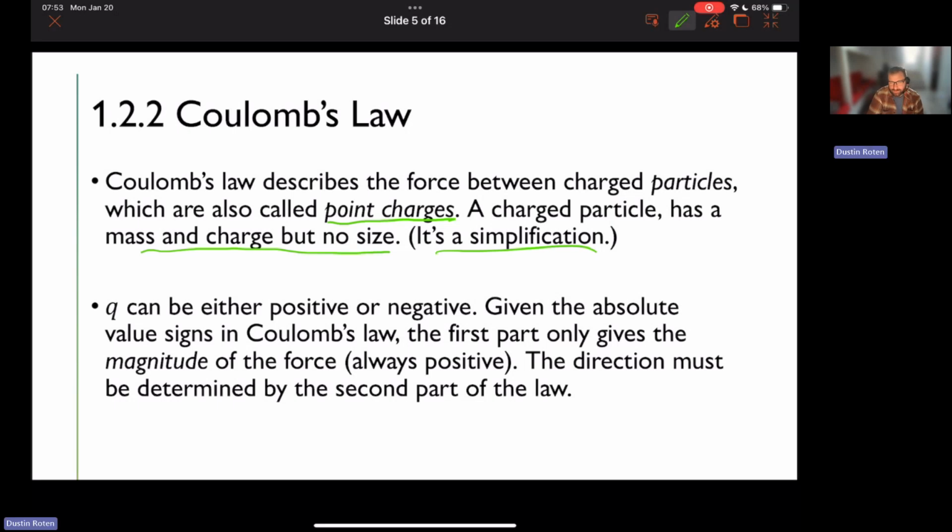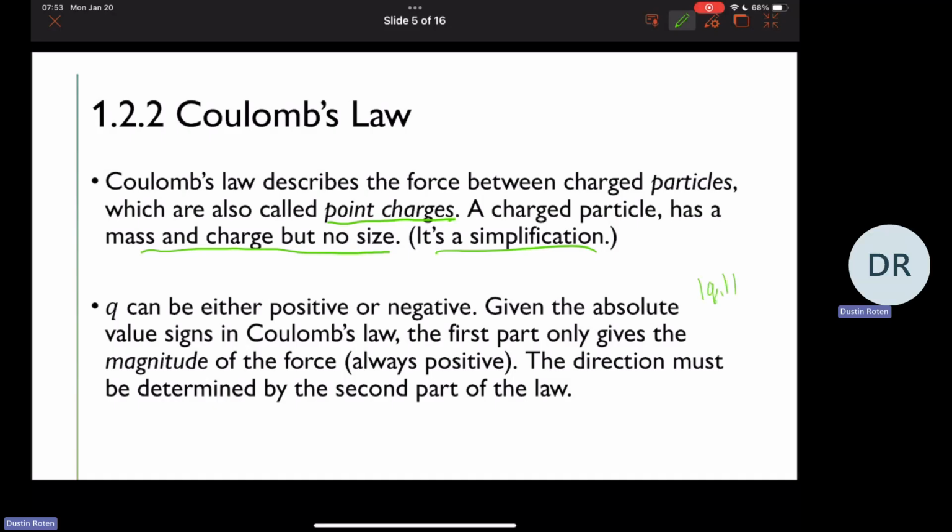And that's essentially where Coulomb's law works best, when you're thinking about things in terms of point particles. Now, Q can be either positive or negative. We've seen that. Given the absolute value signs in Coulomb's law, when we write out those charges, it always looks like this, Q1, Q2 with absolute value signs. So the first part of Coulomb's law only gives the magnitude of that force, okay? It's going to always be a positive number.